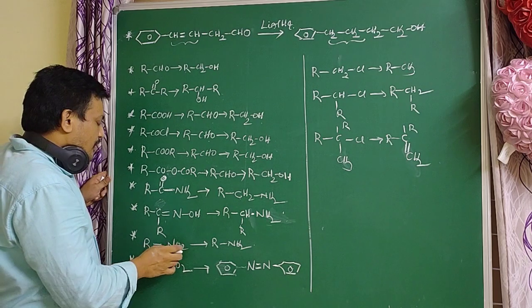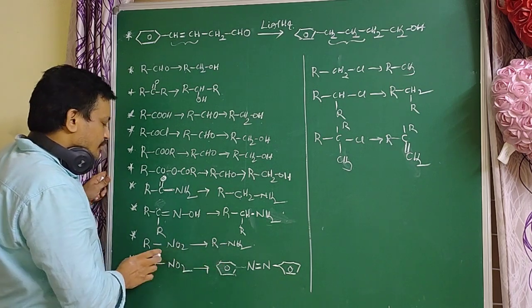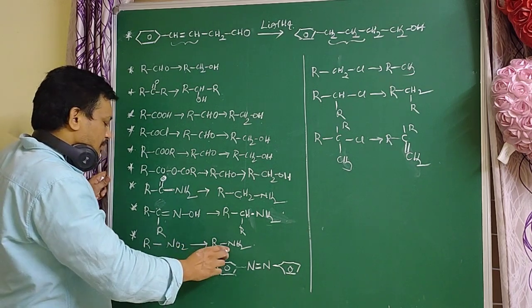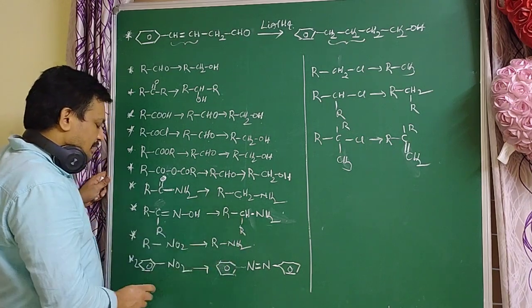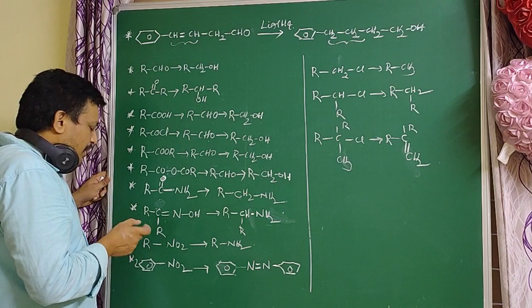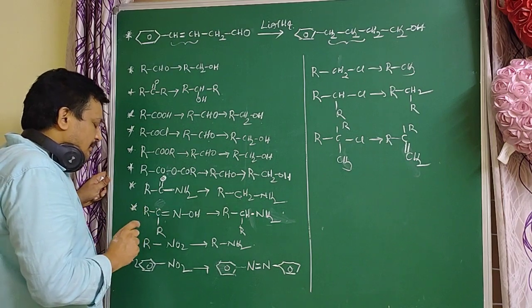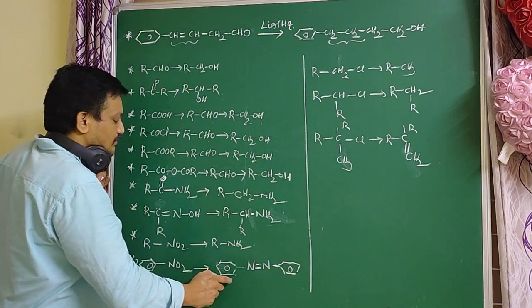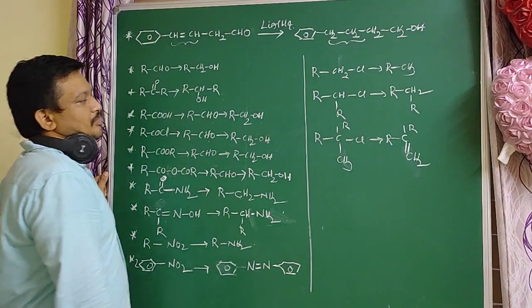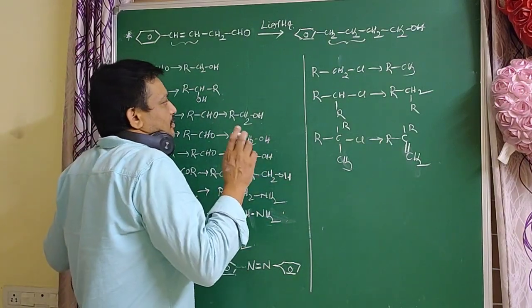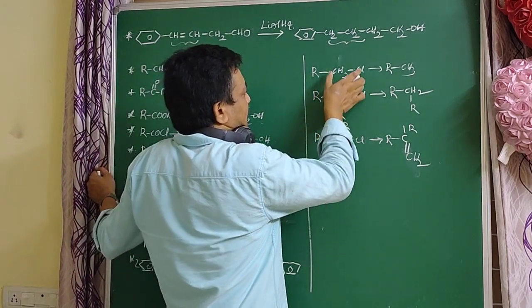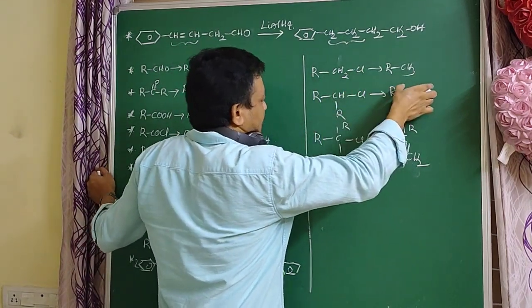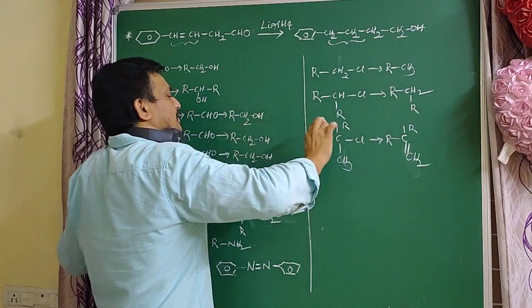Next, nitro compounds are converted to primary amines. But aromatic nitro compounds, such as nitrobenzene, are converted to azobenzene. In the presence of lithium aluminum hydride, primary and secondary alkyl halides convert to alkanes, and tertiary alkyl halides convert to alkenes.